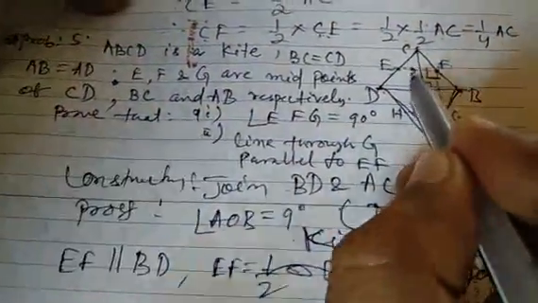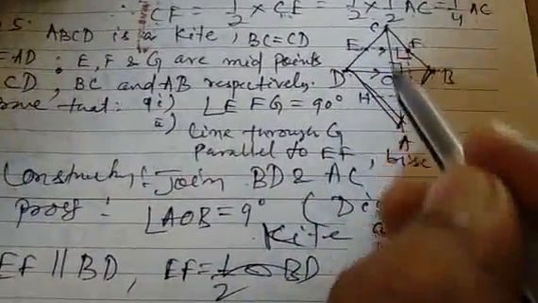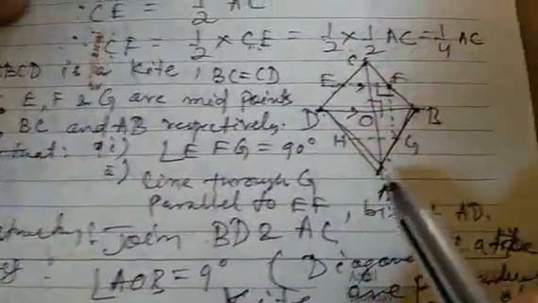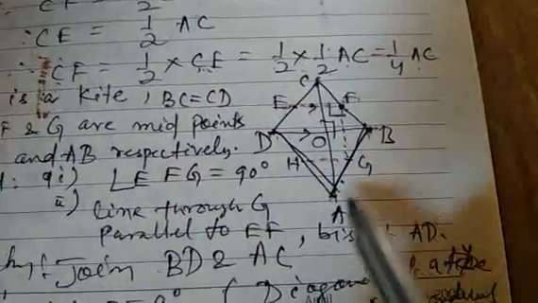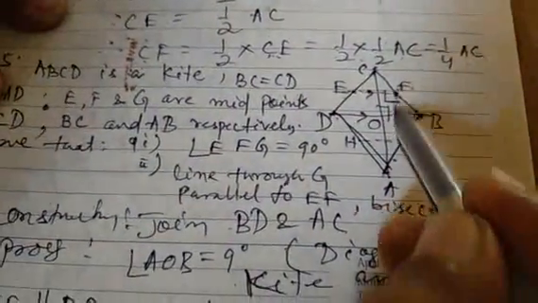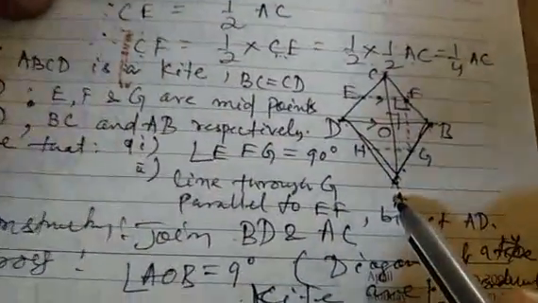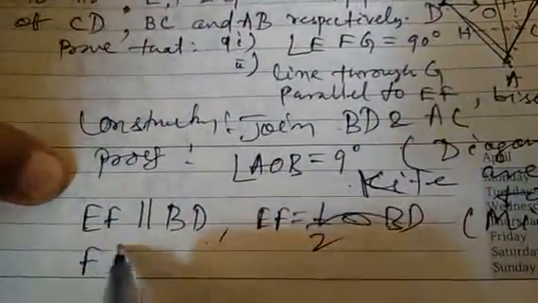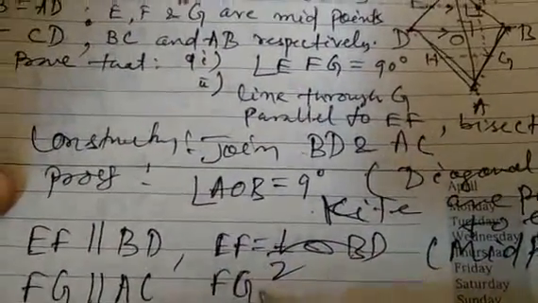If it is parallel now, you got this line is parallel to this. In the same way, now if you take this triangle, that is CAB. F is midpoint of CB. G is midpoint of AB. Therefore, by midpoint theorem again, FG is parallel to AC. FG parallel to AC. And FG half of AC.